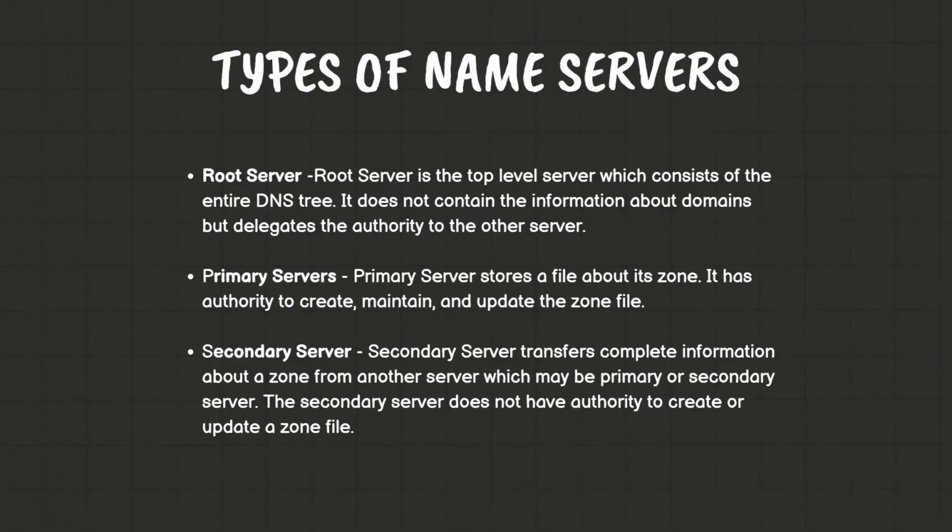When you want to find a website, let's say www.inventyourshit.com, your computer first asks one of the 13 root name servers, where can I find the information about .com domains? The root server then points you towards the .com name servers.